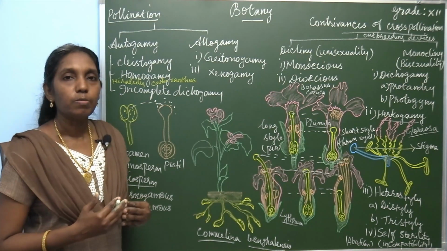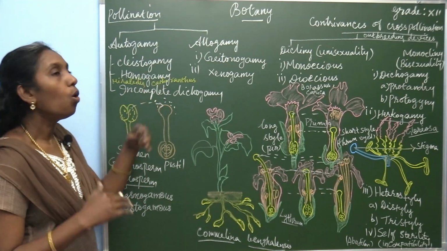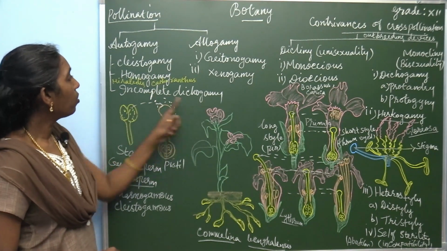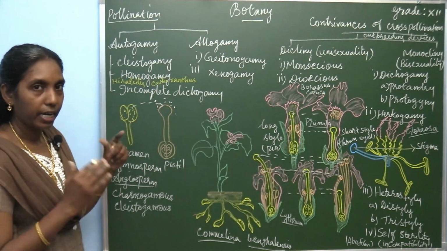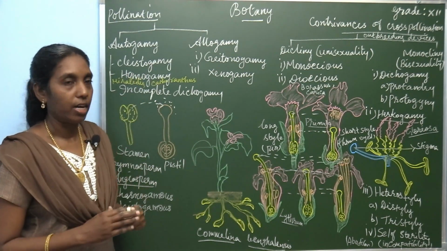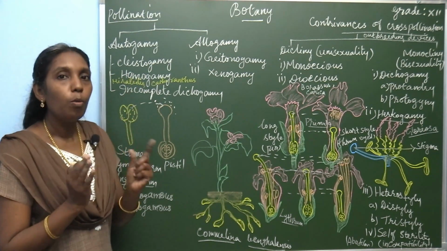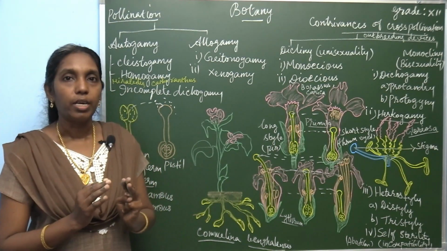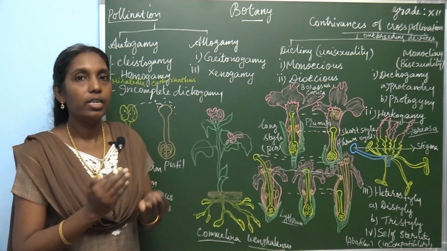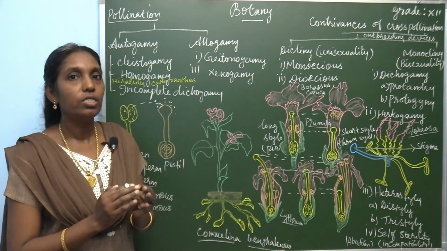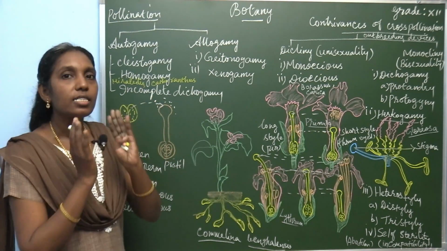Another adaptation observed in autogamy is homogamy. So, cleistogamy, homogamy, and incomplete dichogamy are the adaptations or mechanisms found in autogamous flowers. In homogamy, homo means the same. In homogamy, these organs, stamen and pistil, mature at the same time.